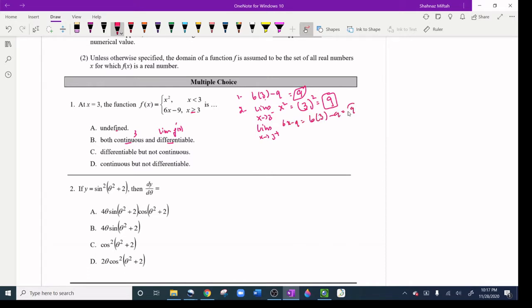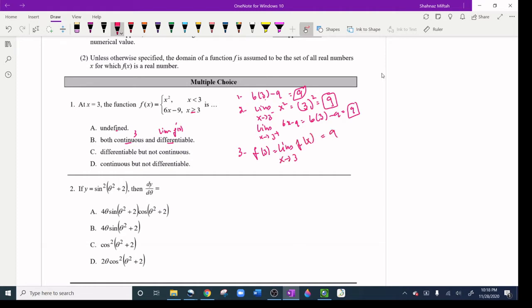So yeah, the third condition, the f of 3 is equal to limit x approaches 3 from the left and right of f of x, which is equal 9. So yes, the function is continuous. So from the conditions, I can tell the function is continuous. So let's figure out if it's differentiable.